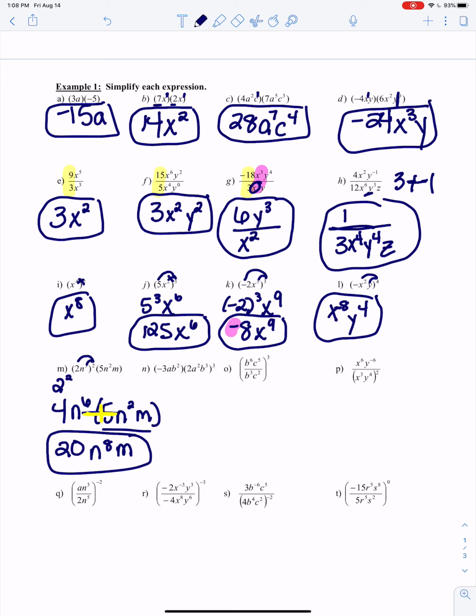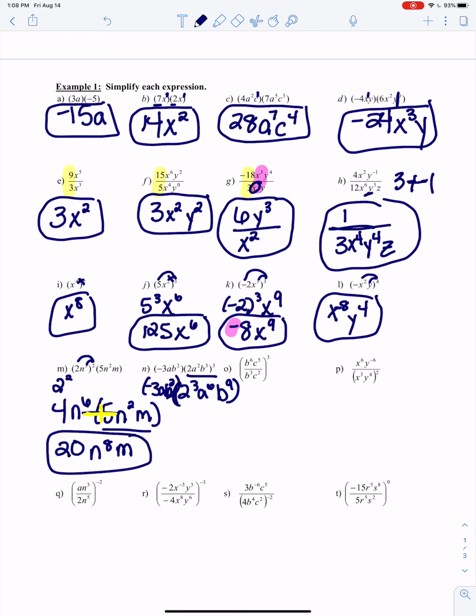Okay, so for example n, we want to take care of this first. So I've got 2 to the 3rd, power to a power we multiply, so it'd be a to the 6th, b to the 9th. And then I'm going to multiply that. I'm just going to bring this other part straight down, negative 3ab squared. Squeeze that in there. Okay.